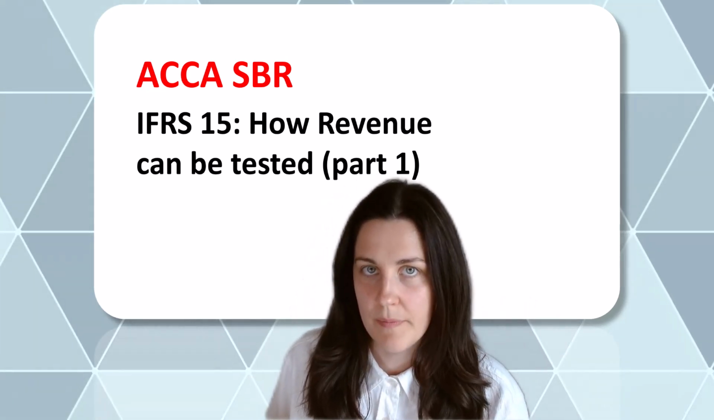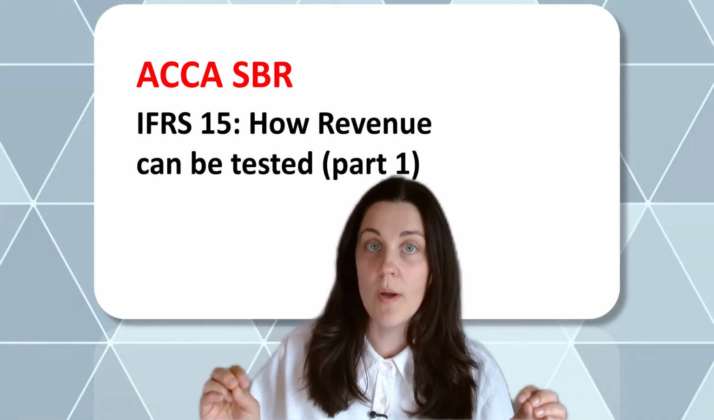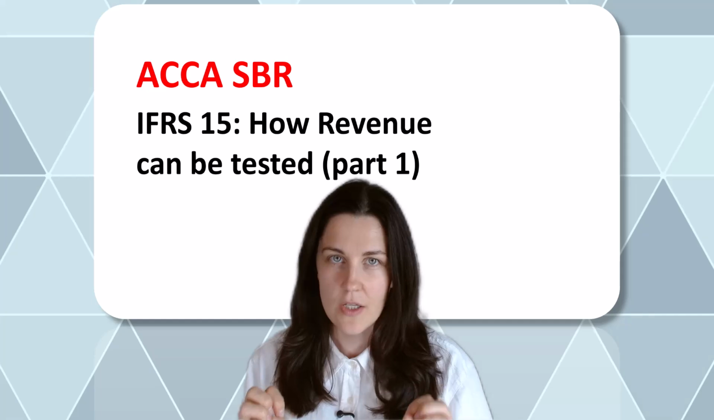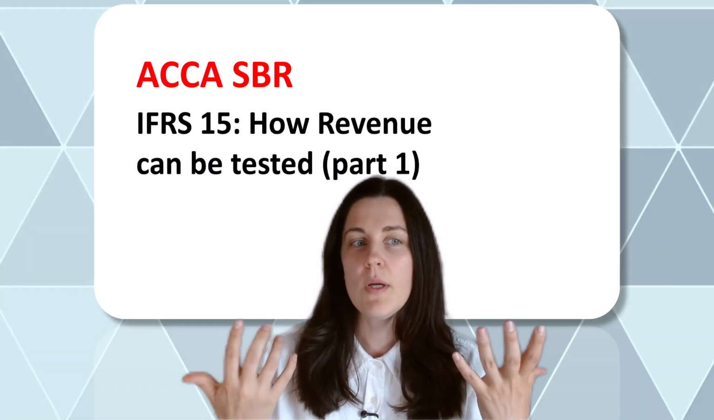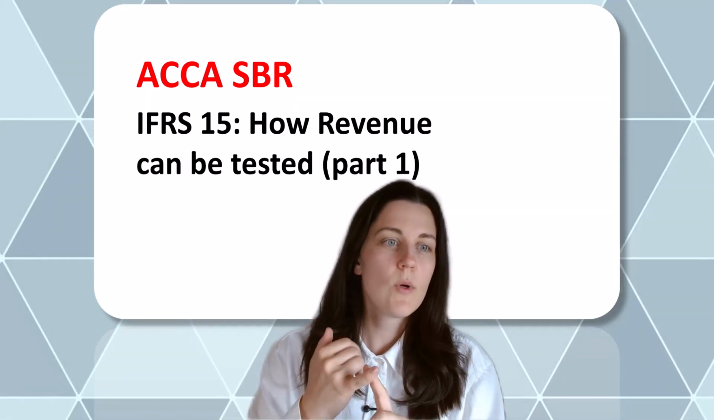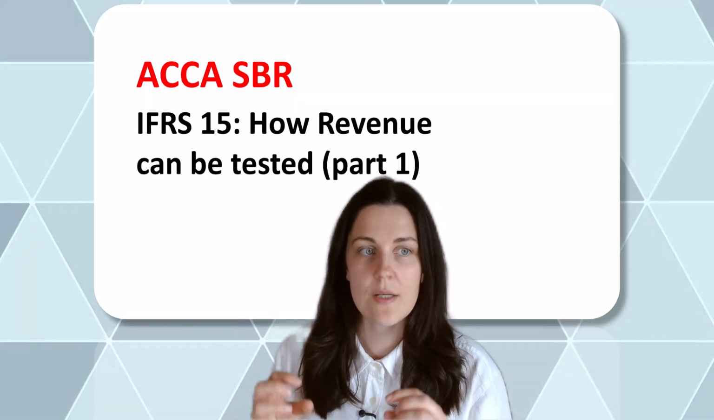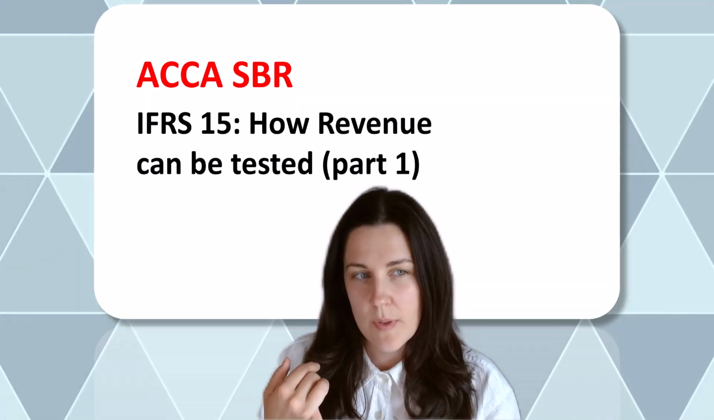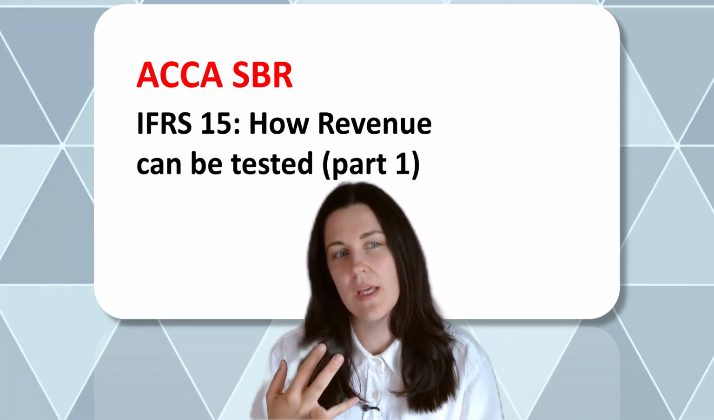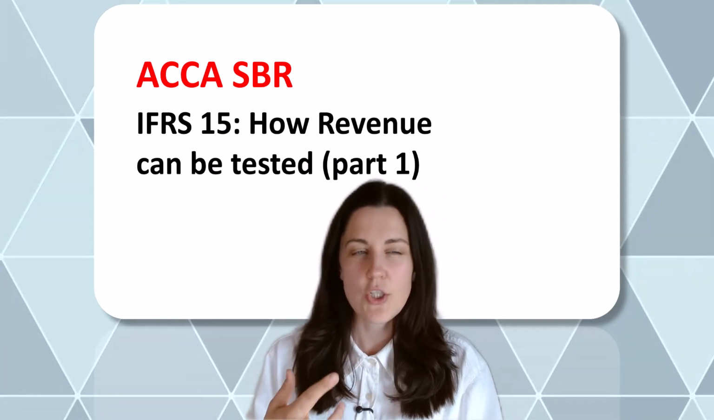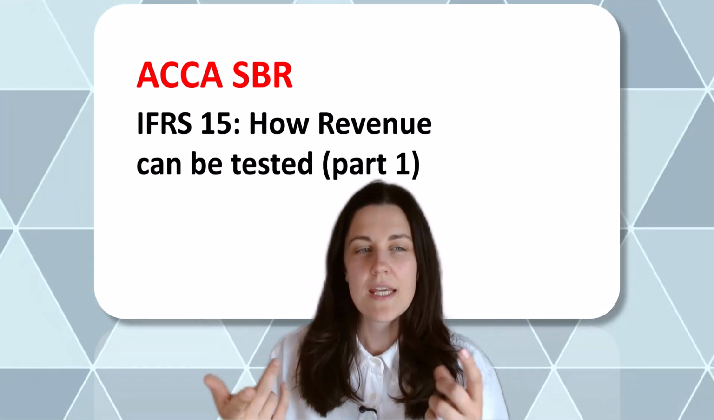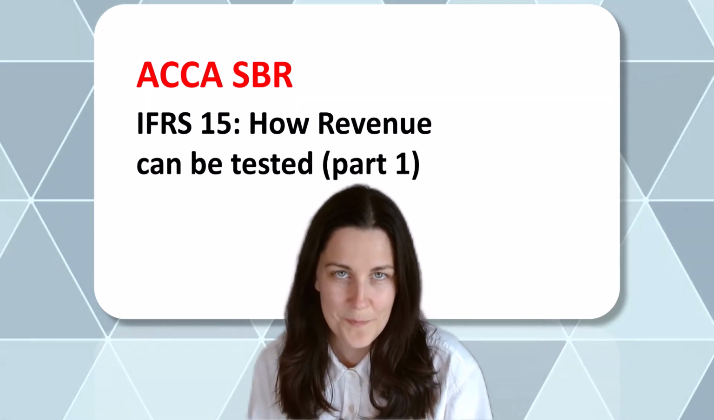So for example, when we talk about step 1, identify the contract, we look at the contract. We say, okay, it doesn't necessarily have to be in writing, but there has to be a customer, there has to be commercial substance. It should be approved by both parties. The consideration should be probable.